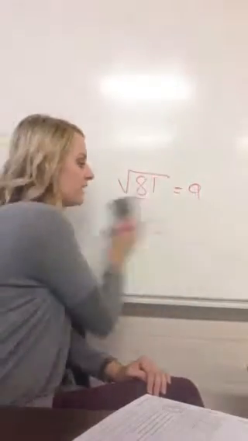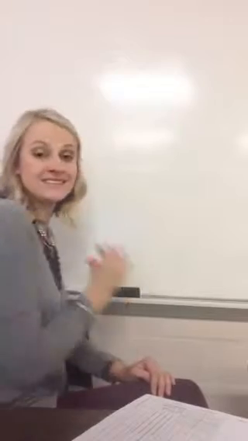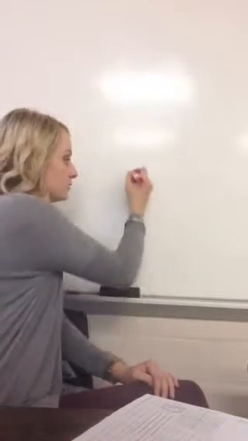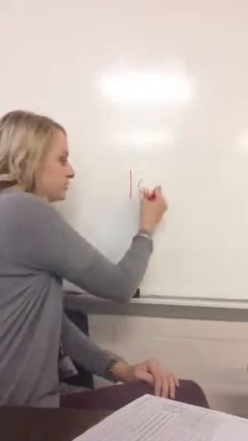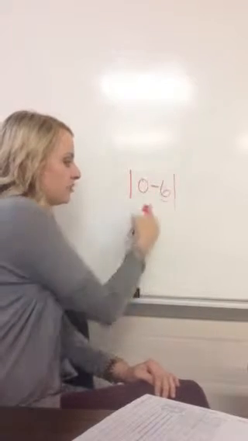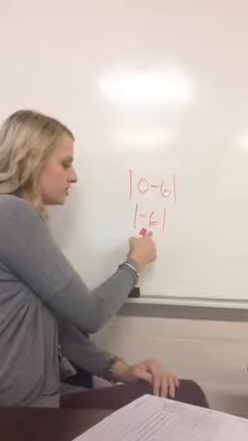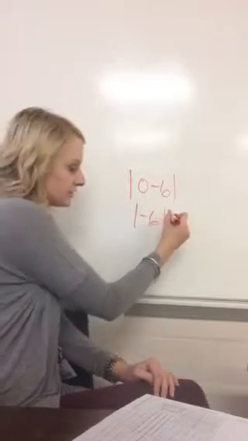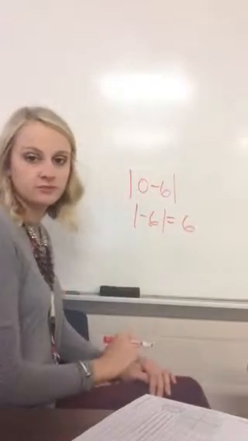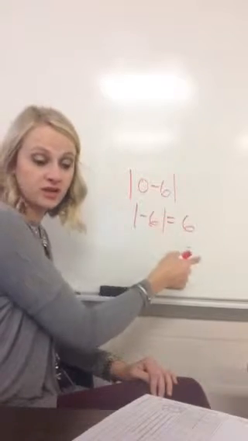Next we have the absolute value. All that means is how far away from 0 is it. So if I have 0 minus 6, I know if I'm at 0 and I go left 6, I'll end up at negative 6, which when I think how far away from 0 is that, it's only 6 away from 0. So your answers for absolute values will always be positive.